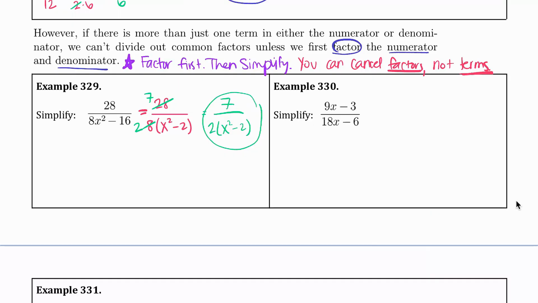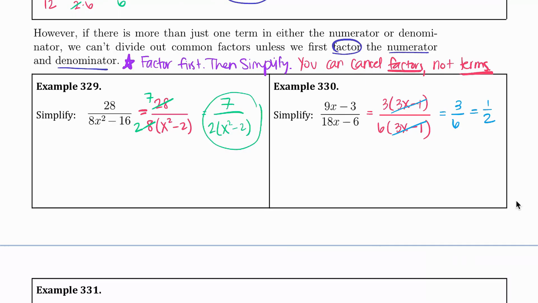Okay, for example 330, on top we can take out a 3. If I take out a 3, I'm left with 3x minus 1. On bottom here, I can take out a 6, and I'm left with 3x minus 1. Well, look here, we have a 3x minus 1 on top, a 3x minus 1 on bottom. We have a matching binomial factor on top and bottom. So those cancel, and I'm just left with 3/6. Well, we know that 3/6 can continue to simplify, and we get 1/2.